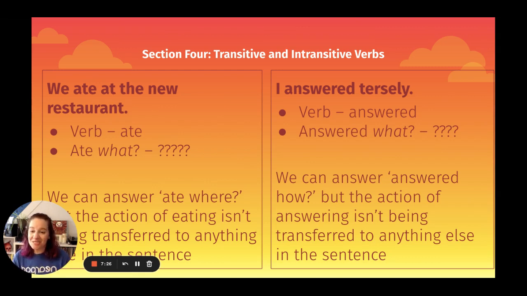I answered tersely, vocab word. Our verb is answered. I am the subject. And I can't say answered what. I didn't answer a question. I didn't answer the phone. I'm just answering how. I'm answering tersely. So that action of answering isn't being transferred to anything else in that sentence.